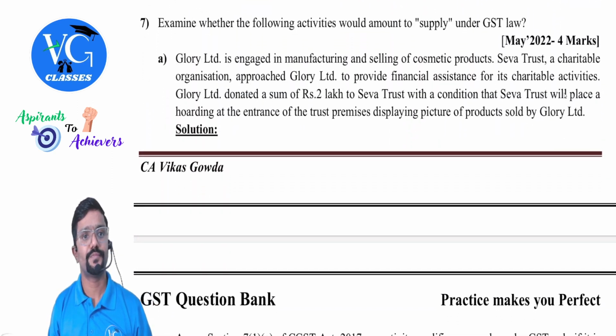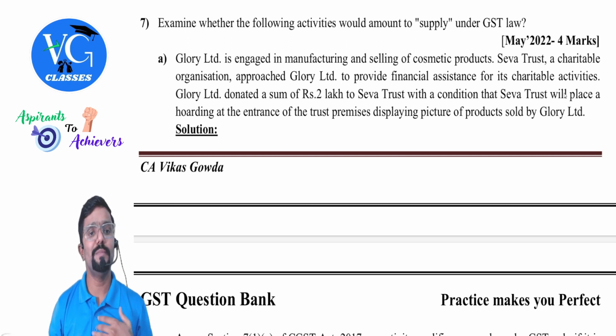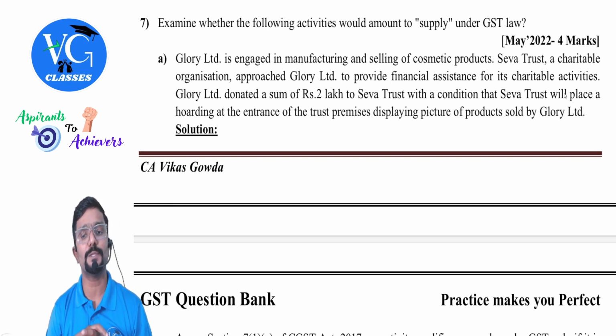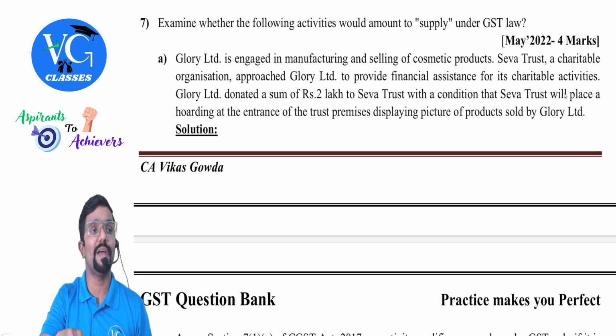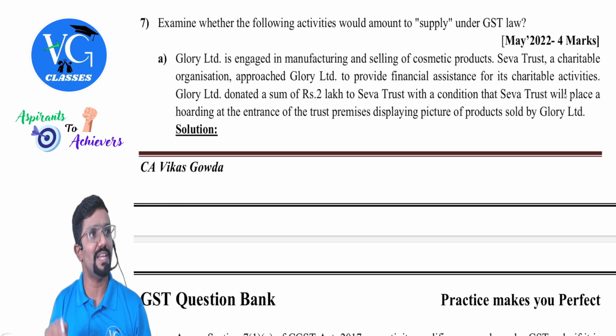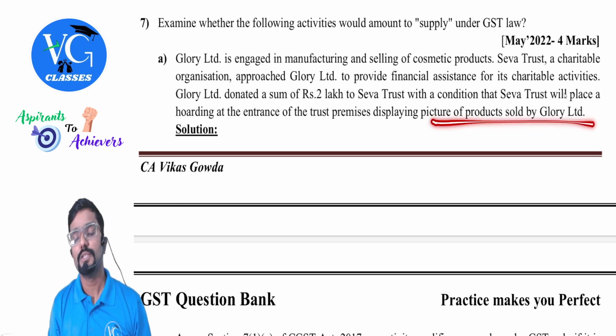Seventh one. Examine whether the following activities would amount to supply under GST law. 4 marks question. Glory Limited is engaged in manufacturing and selling of cosmetic products. Seva Trust, a charitable organization, approached Glory Limited to provide financial assistance for its charitable activities. Glory Limited donated a sum of 2 lakh to Seva Trust with a condition that Seva Trust will place a hoarding at an entrance of the trust premises displaying the picture of product sold by Glory Limited. Is there a promotion? Yes. Clear cut promotion. Sir, is it a supply?